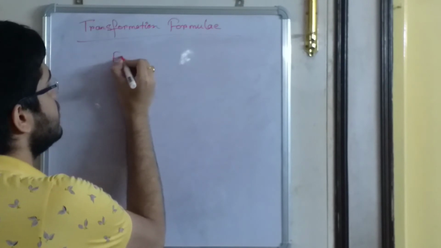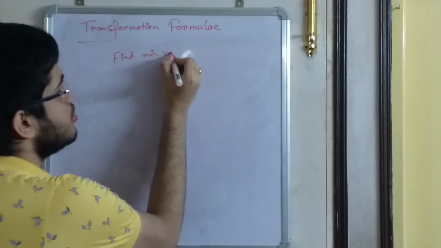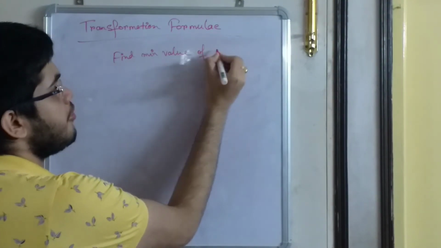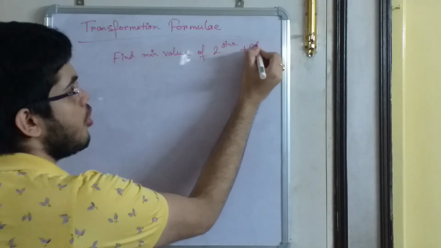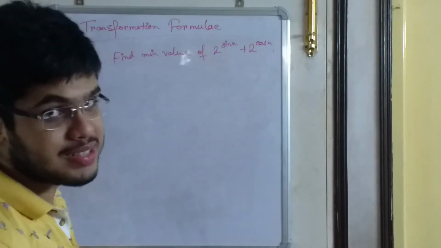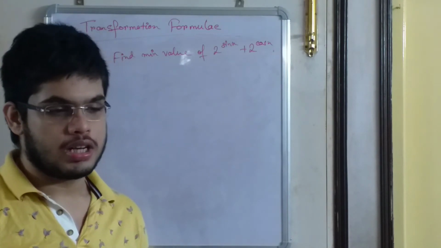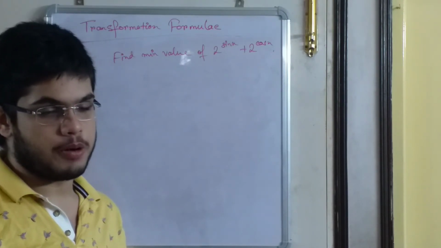Find the minimum value of 2 to the power sin x plus 2 to the power cos x. Okay, find the minimum value of 2 to the power sin x plus 2 to the power cos x. Now, how will you solve this problem?